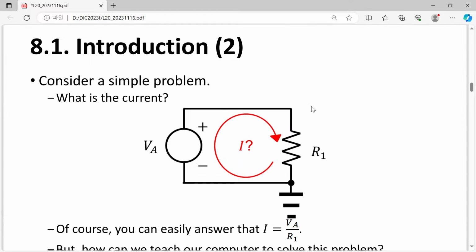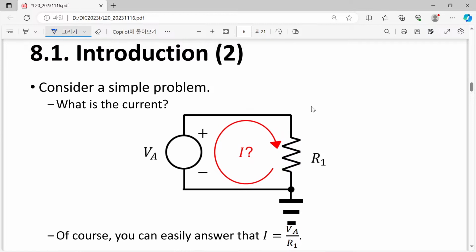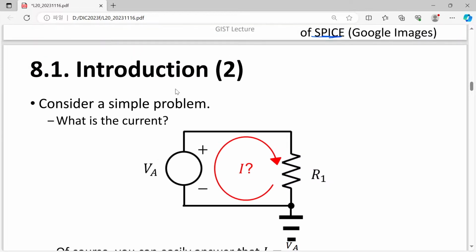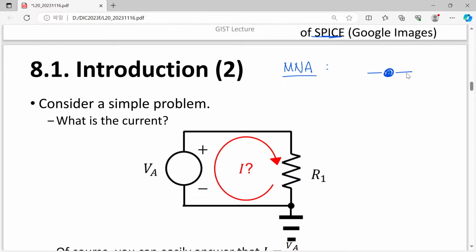So I have prepared some slides to briefly introduce how we can do the circuit simulation inside SPICE. But I think that we have already covered this one previously. So simply speaking, modified nodal analysis is performed in SPICE. Modified nodal analysis simply means that if we have a certain circuit node, then we just apply the KCL over this node. Then that is the modified nodal analysis.